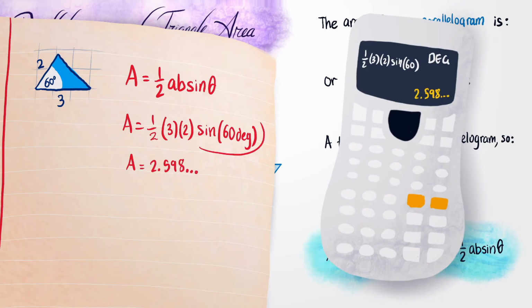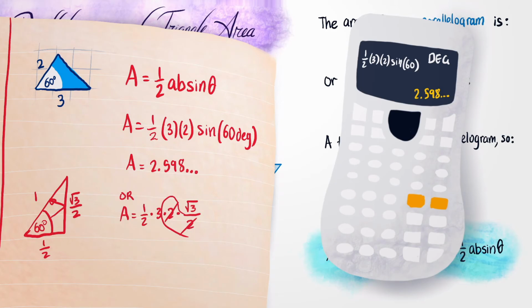Alternatively, we can remember that sine 60 has an exact value, so we can draw on our special triangle to remember that sine is just root 3 on 2 divided by 1, so the sine of 60 is just root 3 on 2, which we can write down. We notice that these 2's cross out to just give us our final value of 3 root 3 on 2. If we put this into our calculator, we notice that it's also equal to 2.598.